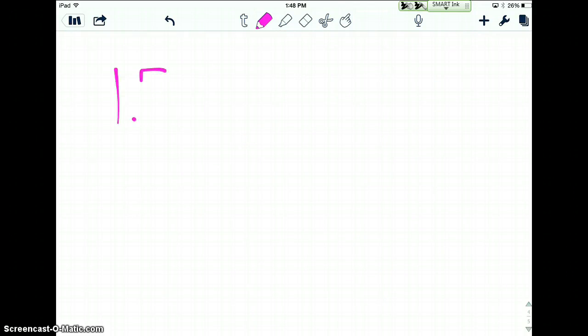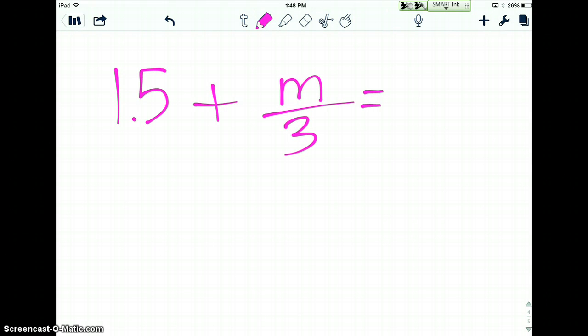Okay, we're going to do one more just because you asked. So let's do one that looks like this. 1.5 plus, you want a new variable? Okay, let's go M. Why did I go M? I don't know. Maybe I was thinking math or Miss Eberly, or, okay, I'll stop. All right, now method 1, guess and check.